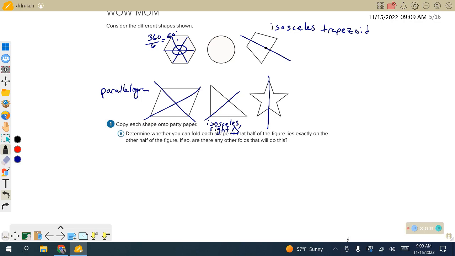Does it have it on there? No. The only thing that works is a 360, right? So that doesn't. And how about that last one there? How about that star? That star, we know we can definitely turn it. My question to you is, what's the least amount of degrees to turn it? So how many points do we have on that star? We have a 5-pointed star there, right?